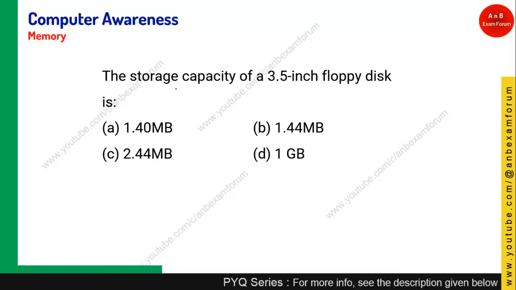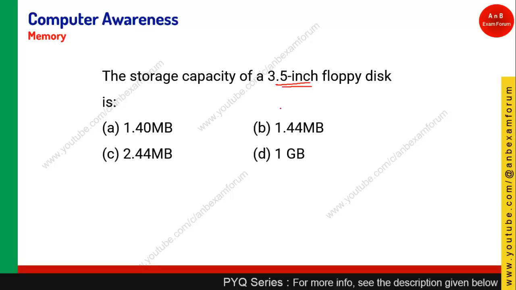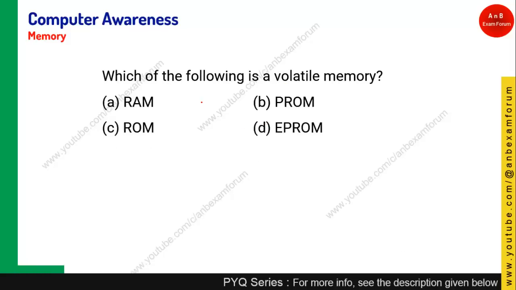Coming to the next question, the storage capacity of a 3.5-inch floppy disk, which was used in the olden days. The size, just remember, is 1.44 MB. I have also seen this type of floppy disk in my college days, and the size is 1.44 MB. Okay, so option B is the right answer. I think we have 2 or 3 questions more for this particular topic.